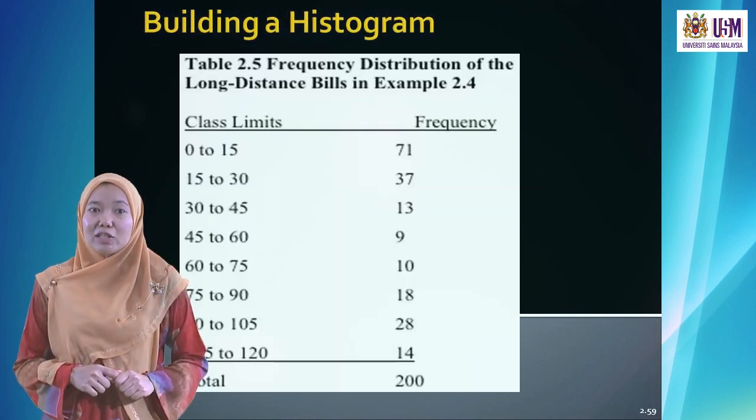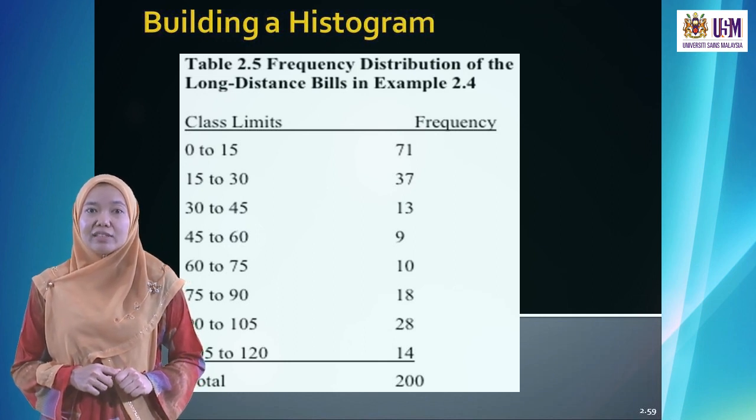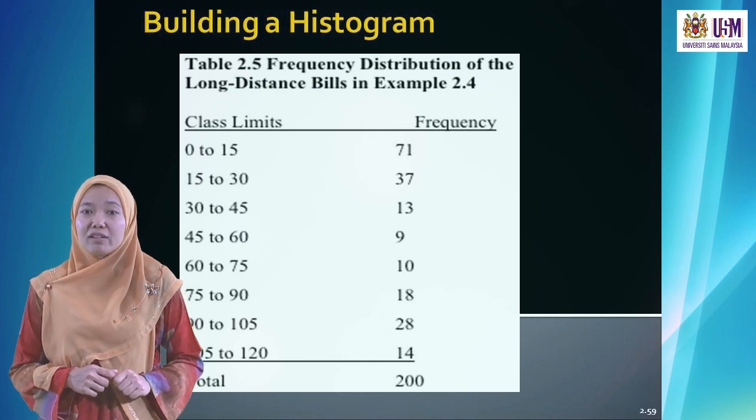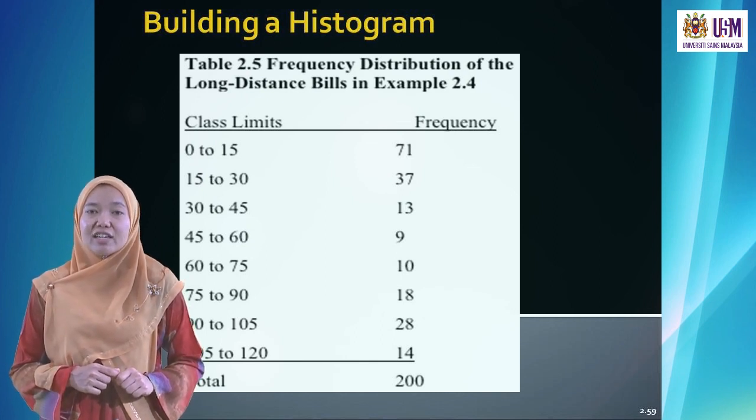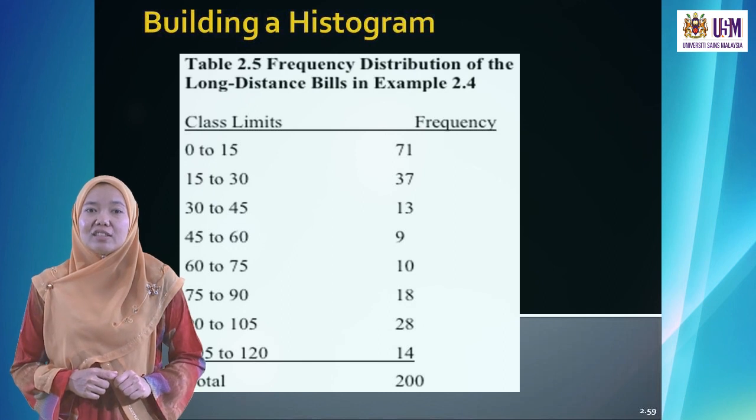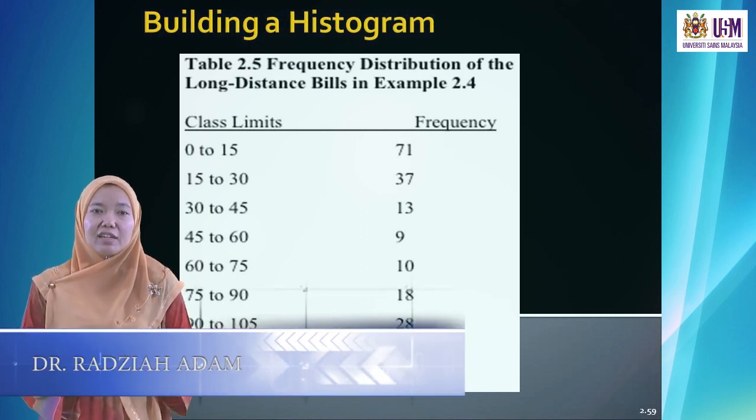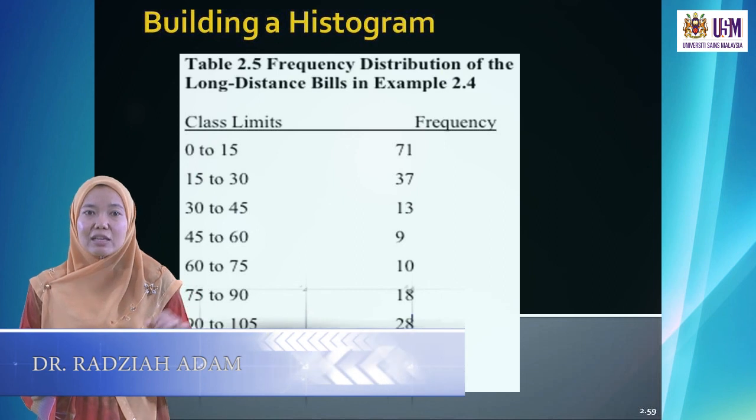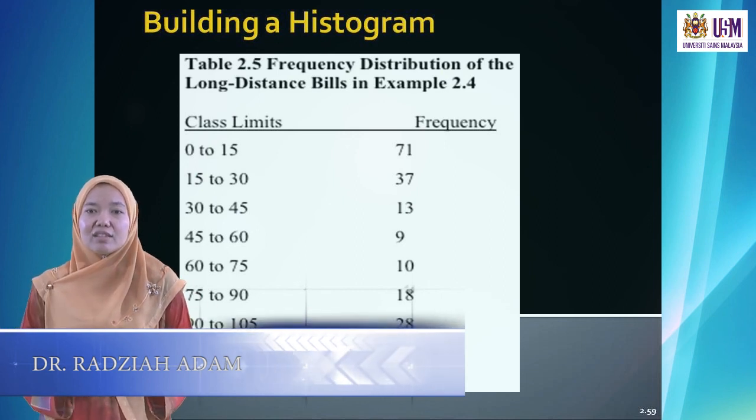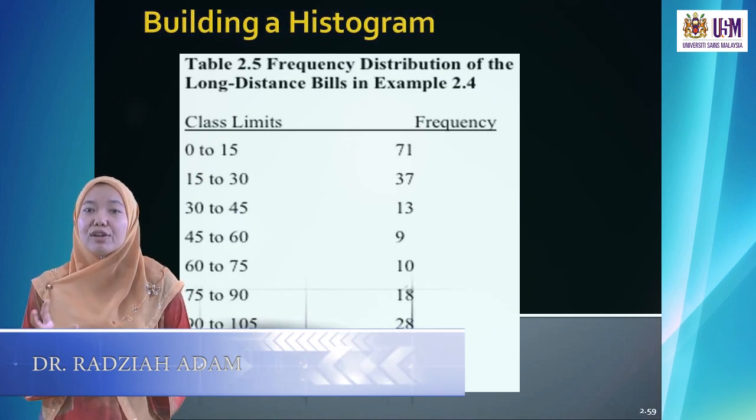We are still discussing histograms, how you build a histogram, and we are still discussing example 2.4 about long distance telephone bills in the United States. The raw data are given in the textbook. This is Table 2.5, the frequency distribution table of long distance bills. On the left-hand side you have the groups or class limits, and on the right-hand side of the screen you see the frequency.